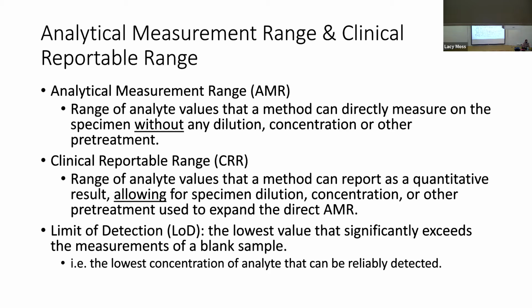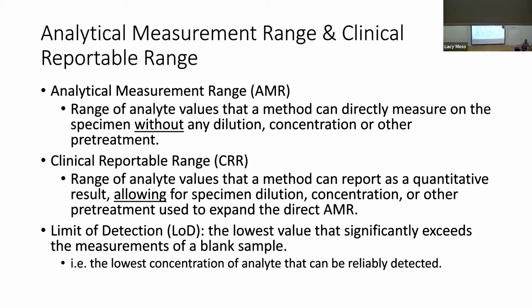The clinical reportable range is where you can now mess with the sample so that you can expand the actual concentration of analyte you can measure accurately. So this is where you can dilute your sample. This is where you can concentrate it if it already has a really low concentration, so you can make it higher concentration. So it then fits on your standard curve. These are ways you can manipulate the sample to basically increase what concentration you can report.